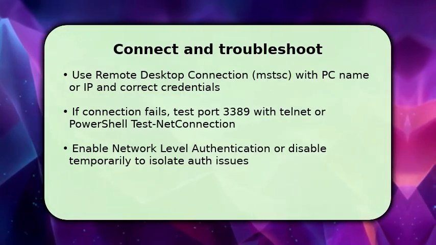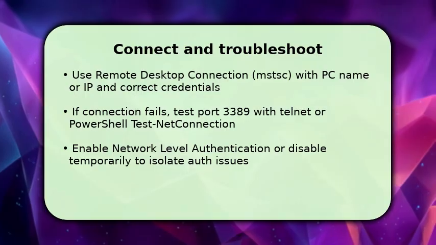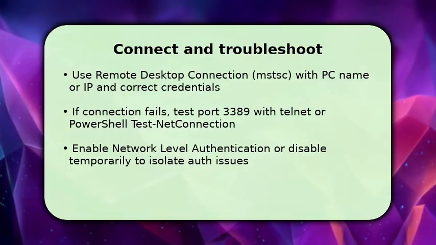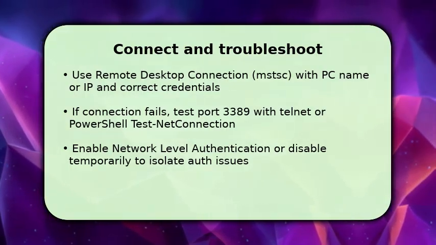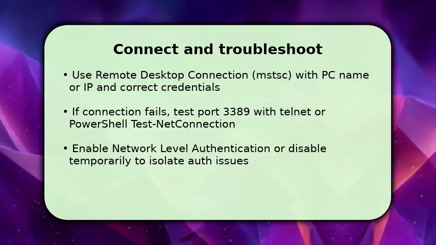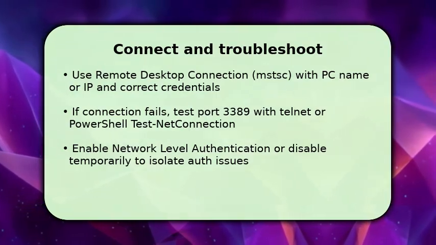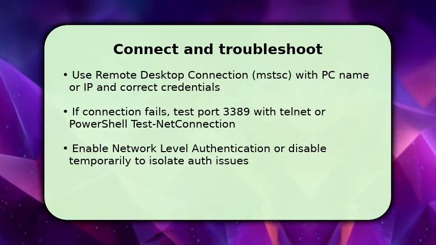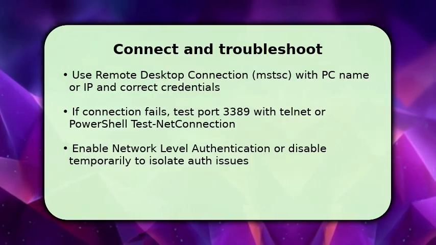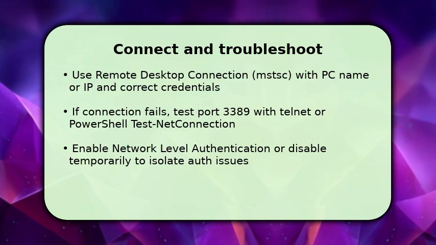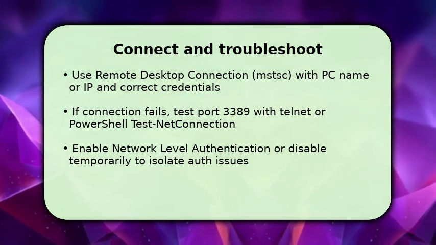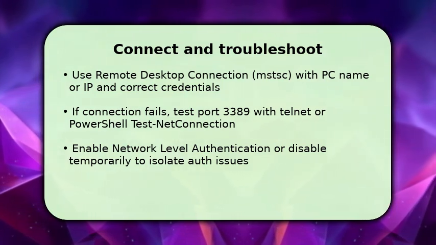If you can't connect, verify the target's IP, test port 3389 with Test-NetConnection or telnet, and confirm router port forwarding if accessing across NAT. Make sure Network Level Authentication is set correctly. Disable it briefly to see if authentication is blocking you. Finally, check Event Viewer for Remote Desktop and firewall logs.